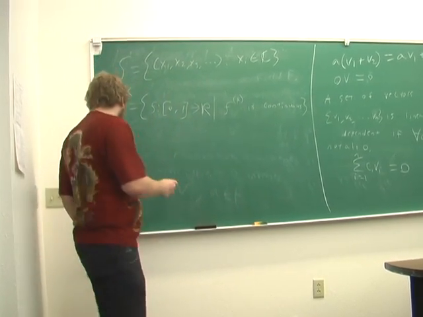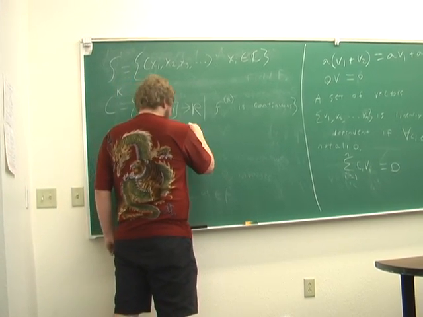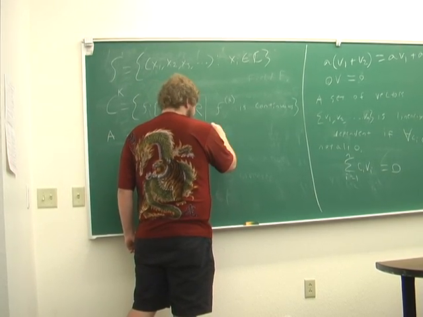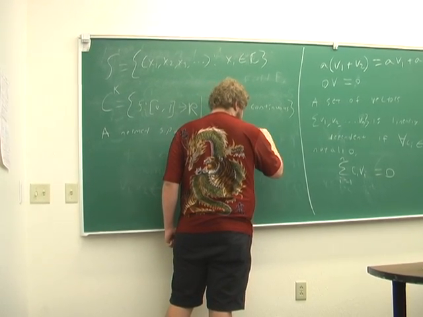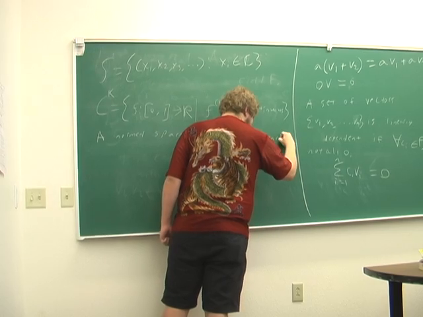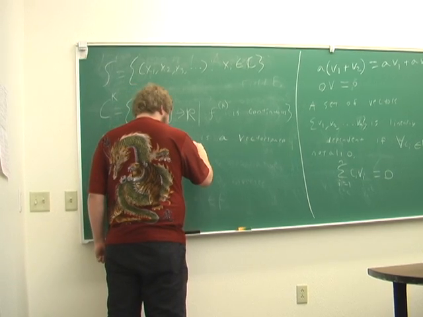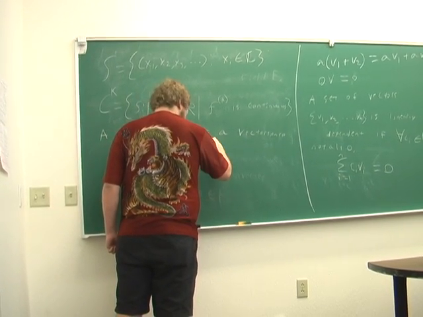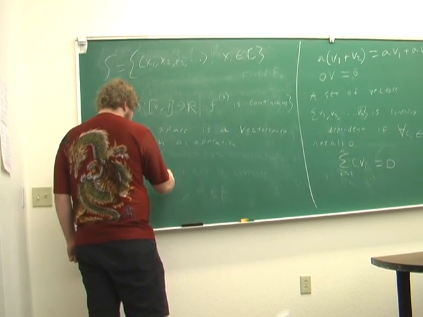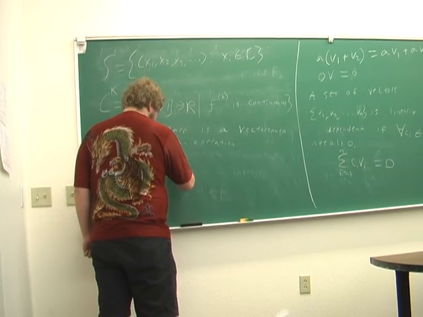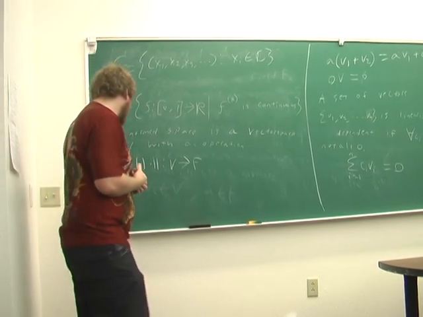We can define a normed space. So a normed space is just a vector space V with an operation, a norm, which is a map from the vector space to, in general, the field of scalars, but complex or real numbers are usually all we care about.